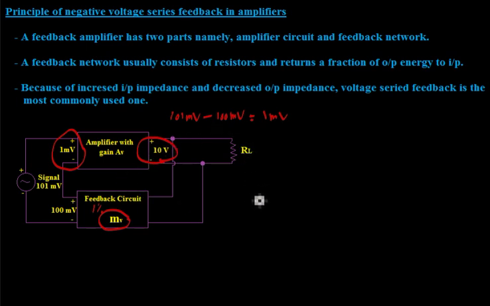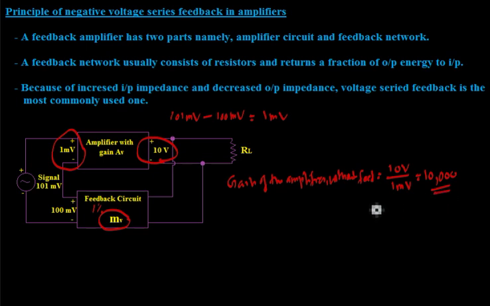Now the gain of the amplifier without feedback is actually the ratio of the output voltage to the actual input voltage of the amplifier. That is, the output voltage is 10 volt and the actual input voltage of the amplifier circuit is 1 millivolt. So this will be equal to 10,000. So the gain of the amplifier without feedback is 10,000.